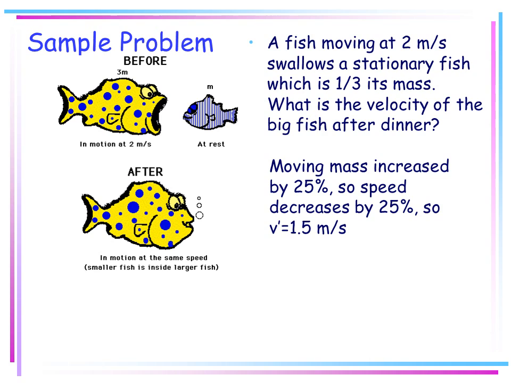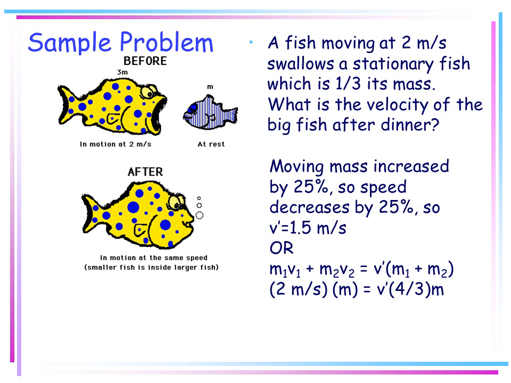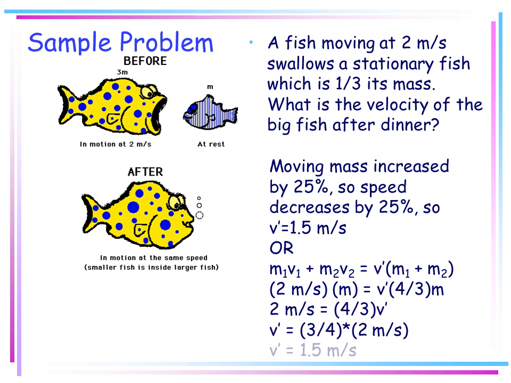So 25% of 2 meters per second is half a meter per second, so the final velocity has to be 1.5. Or you can just do a more formal approach. 2 meters per second times the unknown mass is equal to the new velocity times 4/3 of the mass. We have mass 1 plus mass 2, so that's a mass plus 1/3 of a mass, which is 4/3 mass. So just solve, divide by 4/3 or multiply by 3/4, and get 1.5 meters per second.